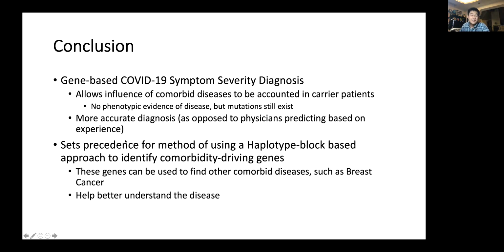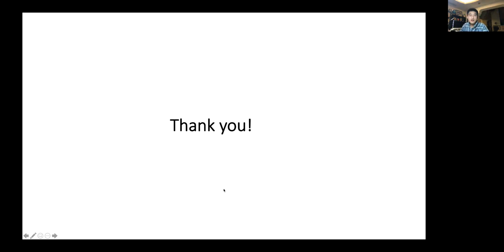In addition, another significance of my study is that it sets the precedent for a method of using a haploid block-based approach to identify comorbidity-driving genes. By identifying these genes, they can be used to find other comorbid diseases, such as breast cancer in my research, or even brain disease, which can spark future research and help us better understand the disease. So thank you for listening.